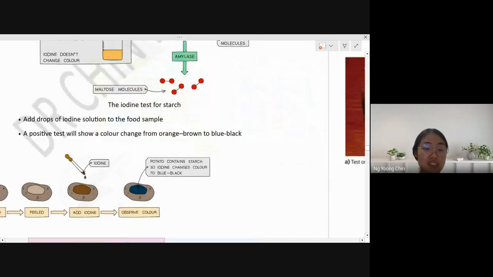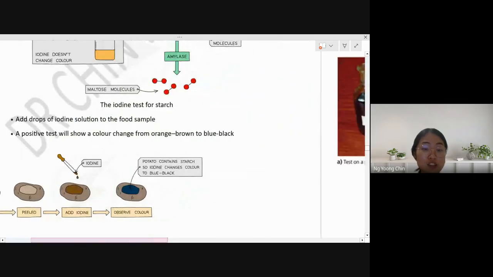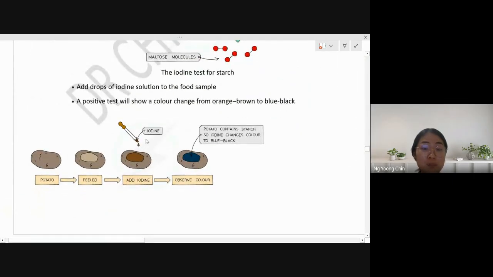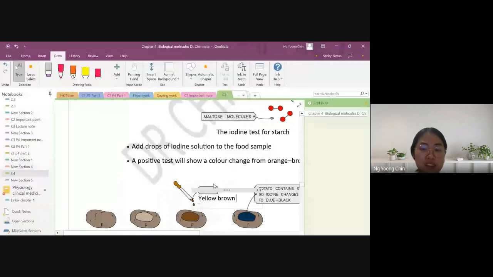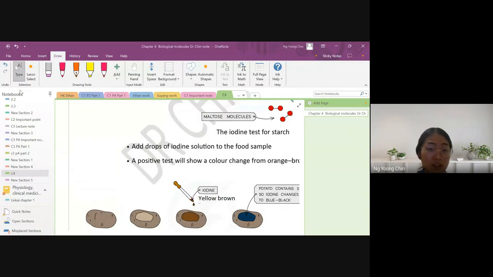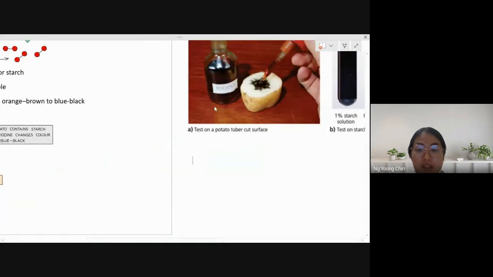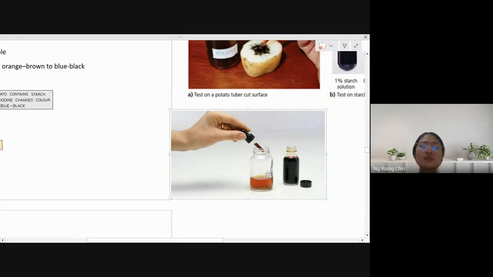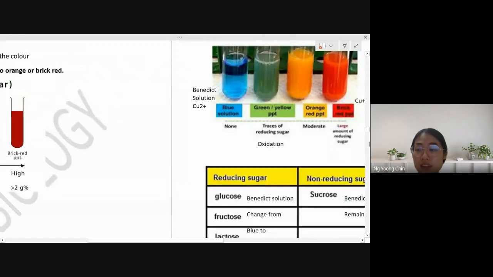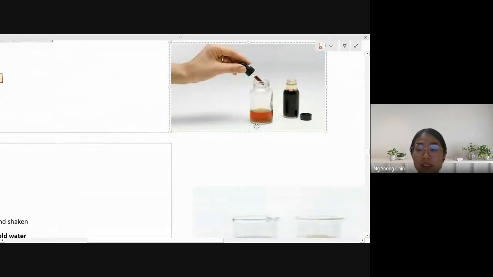The answer is yellow brown. This is the initial color for iodine. See, yellow brown. Okay, I show you the iodine solution. You must have seen it before. This is the iodine solution. So it's a yellowish brown. You can say brown or yellow, up to you. This is the color for the iodine.